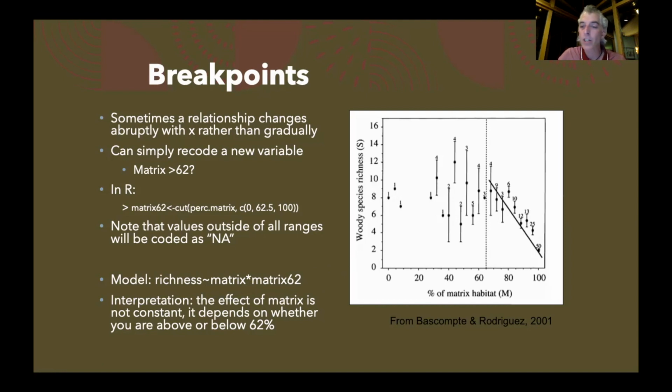And what this interaction term allows us to test then is whether the linear relationship between the effect of matrix habitat on woody species richness is constant, or whether that linear relationship differs below and above our defined threshold value. Okay, and in this case, from these biological data, that seems to be the case, where it looks like we have no relationship below the threshold. And once we get to this threshold of 62% matrix, then we start to get a decline in species richness with increasing matrix habitat.